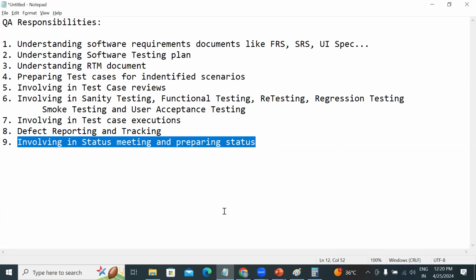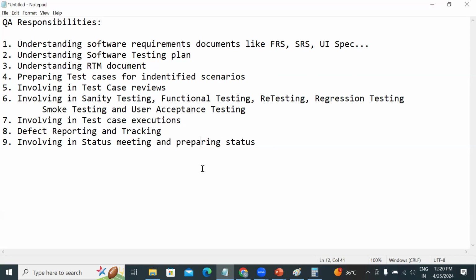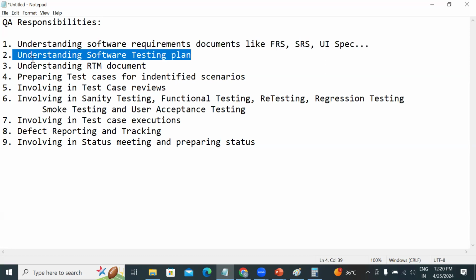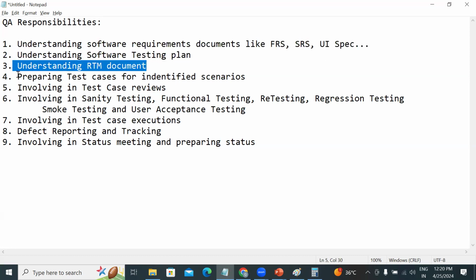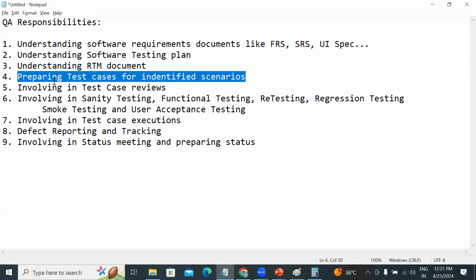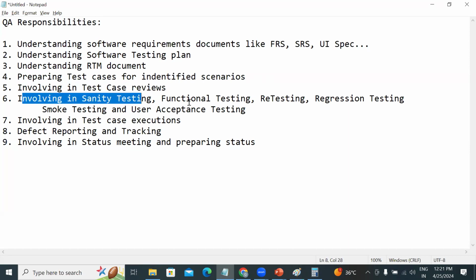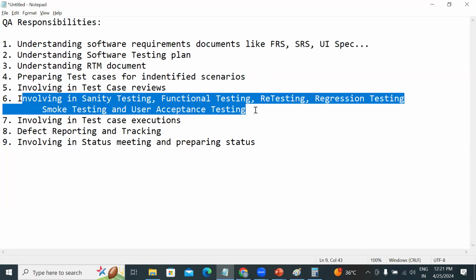Yes, okay, madam. Sir, Lekha, right? Hamsa Lekha. Yeah. And understanding software requirement documents like FRS, SRS, USPEC, understanding software testing plan, understanding RTM document, preparing test cases for identified scenarios, involving in sanity testing, functional testing, retesting, regression testing.